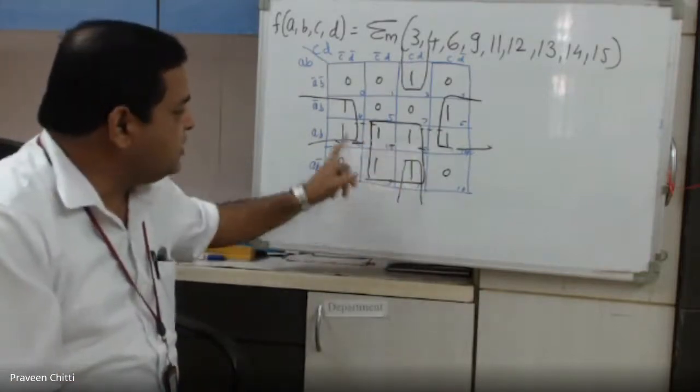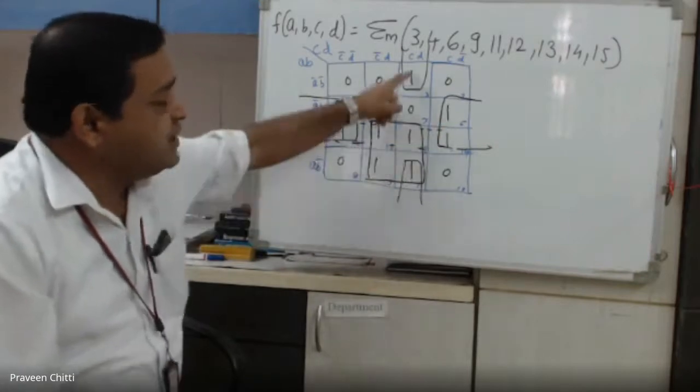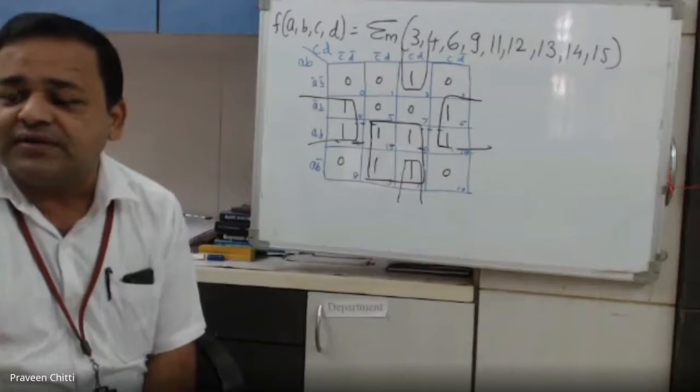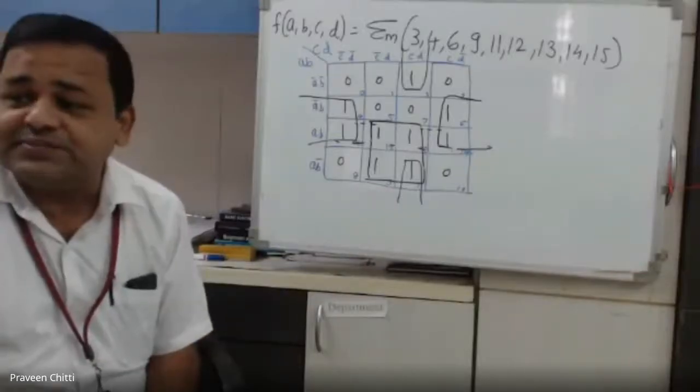Finally, how many groups have we formed here now? This is one quad, this is the second quad, and one pair. So totally how many groups did we get? 3. 3 groups. So how many product terms are you going to get in the expression? 3. So what are those?